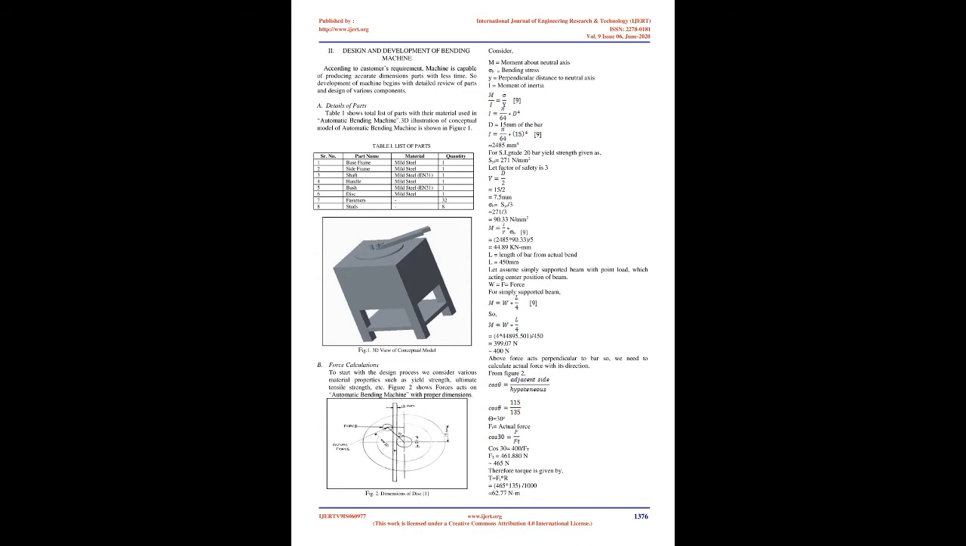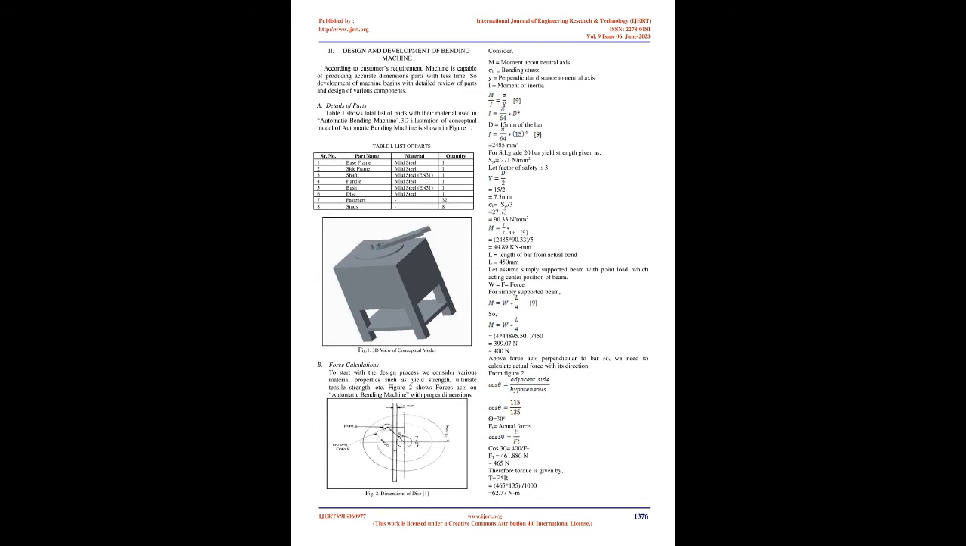Fig 2. Dimensions of disc 1. Consider M equals moment about neutral axis, SB equals bending stress, Y equals perpendicular distance to neutral axis, I equals moment of inertia. The basic procedure for the selection of V-belts consists of the following steps.